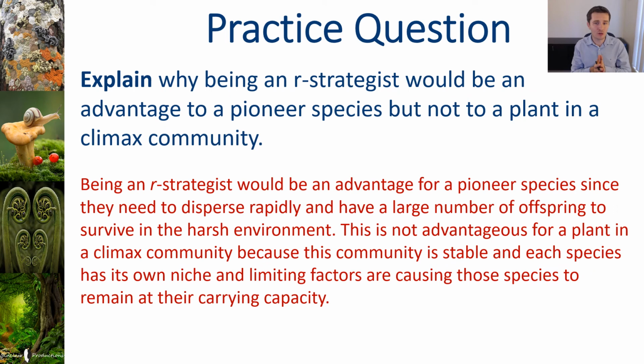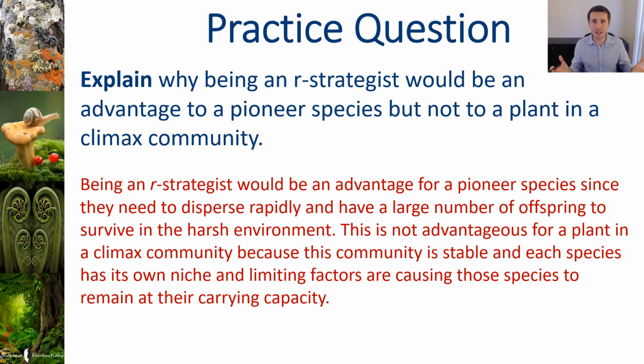So being an R strategist would be an advantage for a pioneer species since they need to disperse rapidly and have a large number of offspring to survive in that harsh environment. And that's part of the quality of pioneer species, that they have that rapid seed germination and they're able to spread far to establish themselves in that harsh environment.